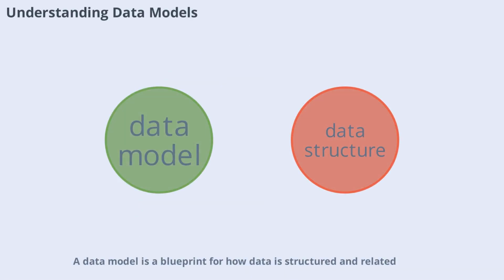A data model is a blueprint for how data is structured and related. There are several types of data models, including conceptual, logical, and physical models. Conceptual models outline the high-level structure, logical models add more detail, and physical models describe how data is stored in databases. Choosing the right model helps ensure your data is organized and accessible, no matter how complex your system becomes.